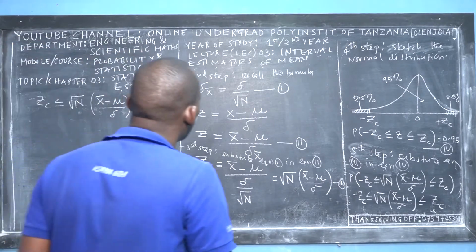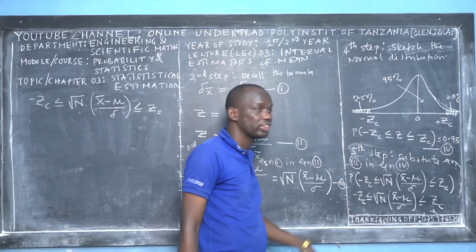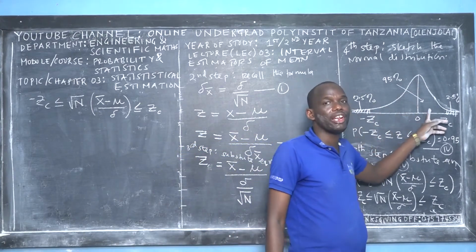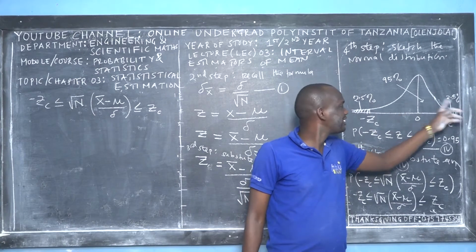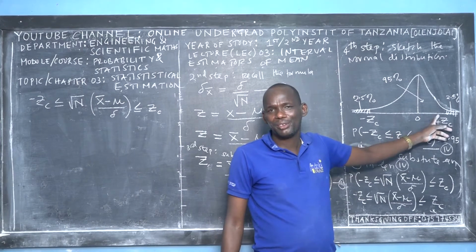Okay, so let us continue. In the first step, we say that we sketch the normal distribution. Let me just take a quick review. This is the normal distribution. This is a symmetry line. So the total probability of this curve is 1, right? So this is 0.5, 0.5.